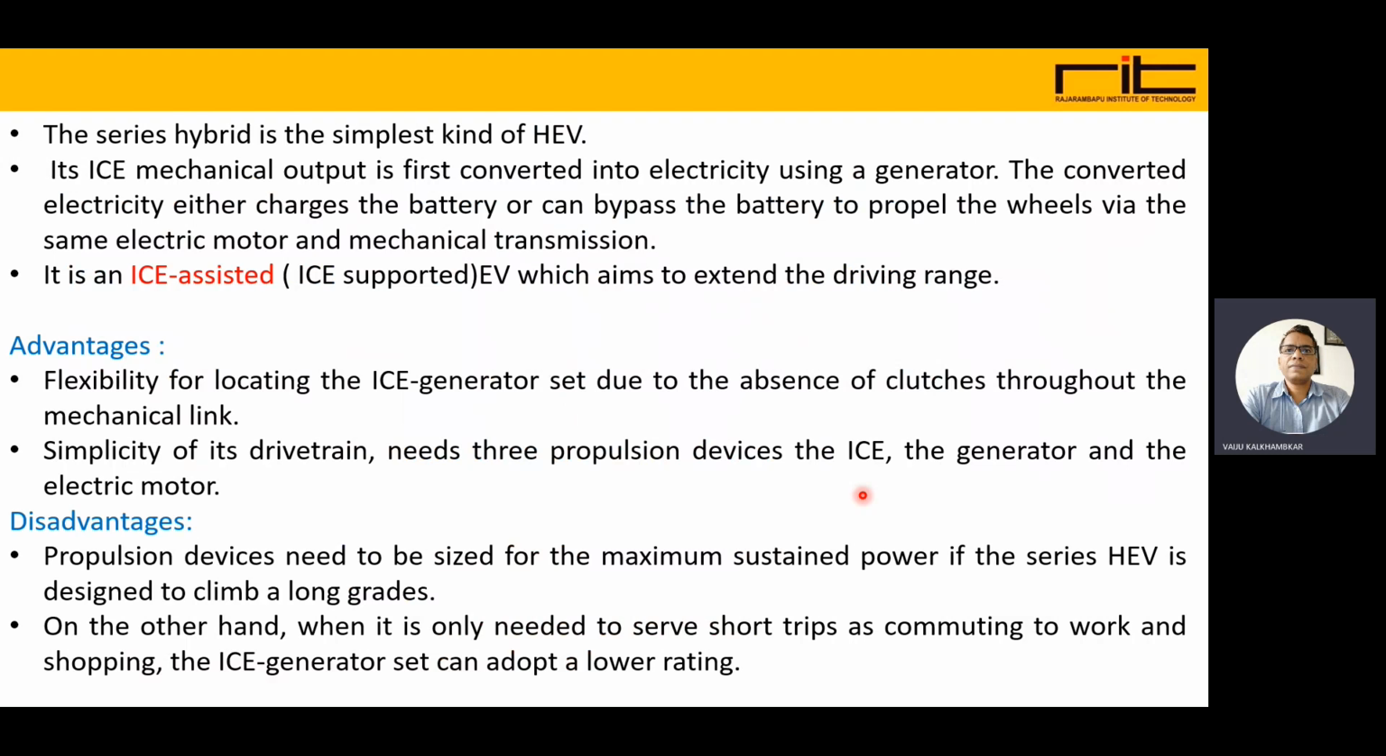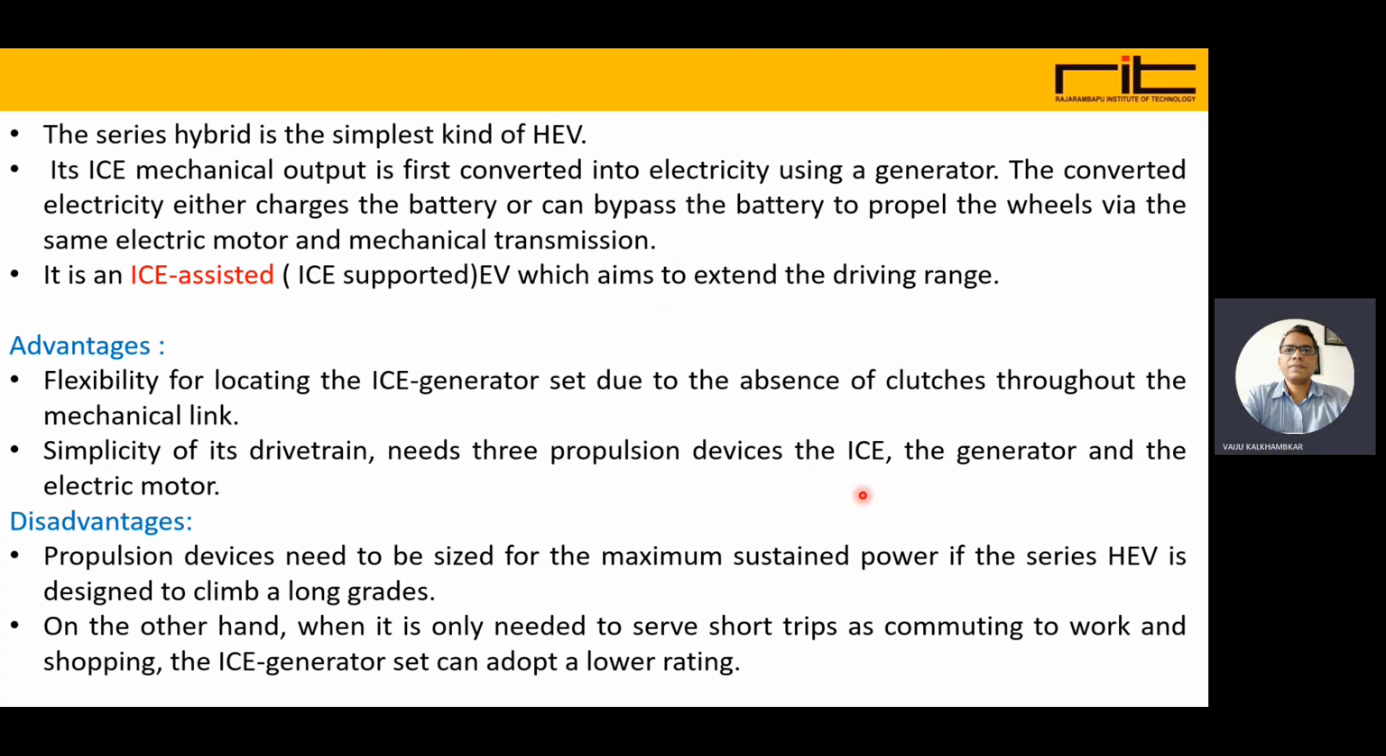The series hybrid is the simplest kind of hybrid electric vehicle. Its IC engine mechanical output is first converted into electricity using a generator, as seen. The converted electricity either charges the battery or it can bypass the battery to propel the wheels via the same electric motor and mechanical transmission. Hence, it is an IC engine assisted or IC engine supported electric vehicle. Series hybrid electric vehicle is called an IC engine assisted vehicle, which aims to extend the driving range of the vehicle.